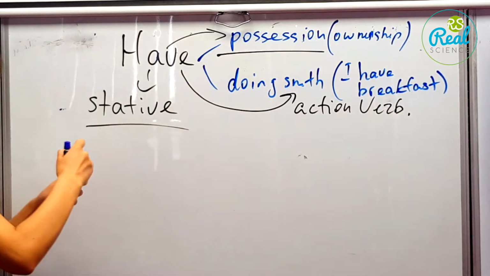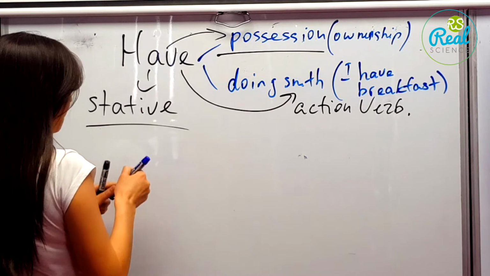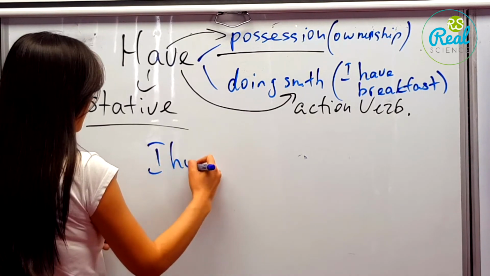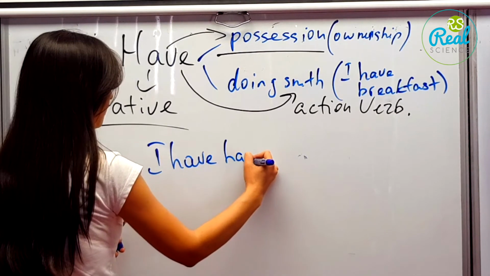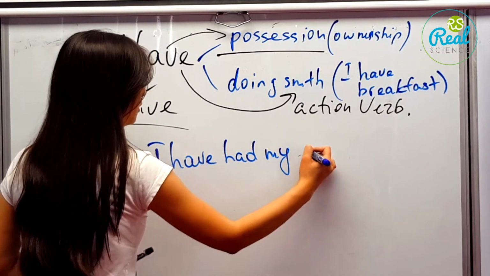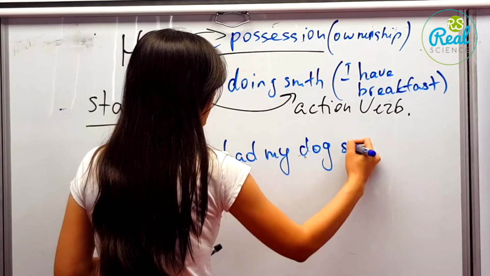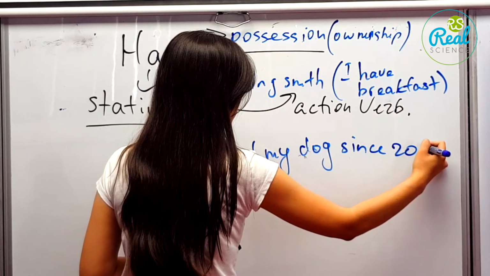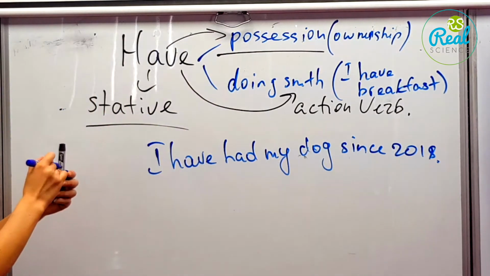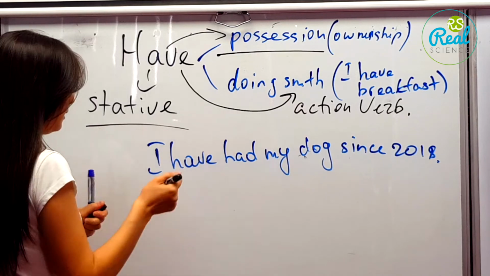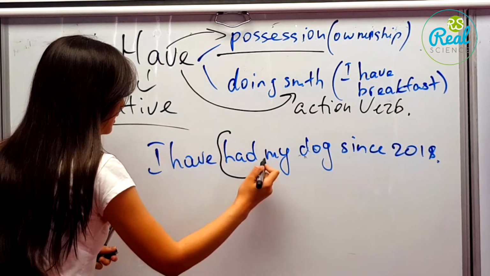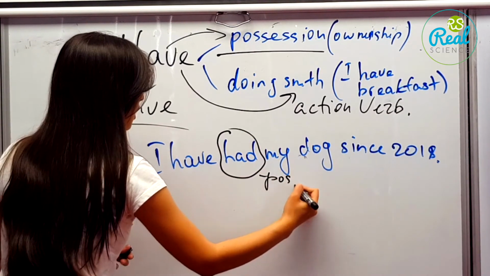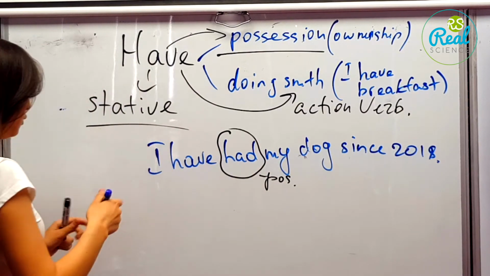Now let's look at the examples. I have had my dog since 2018. So here, guys, had means possession. Yeah, possession. Very good. Now let's look at the next one.